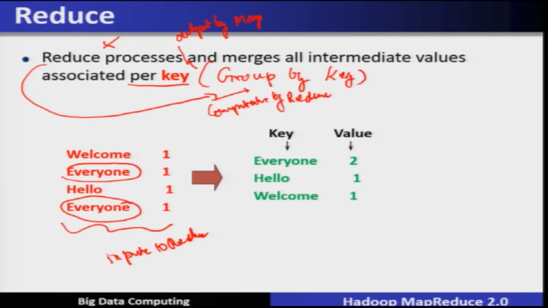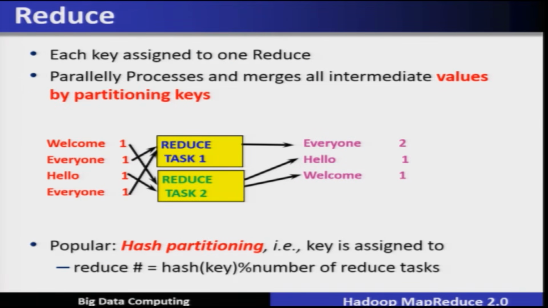So, with everyone there are 2 different values, or 2 times this everyone, one will come and this will be added up by the reduce function. Similarly, hello one is appearing once. So, group by key is having only this tuple or entity, similarly for welcome. So, this particular reduce function will execute in this particular manner.